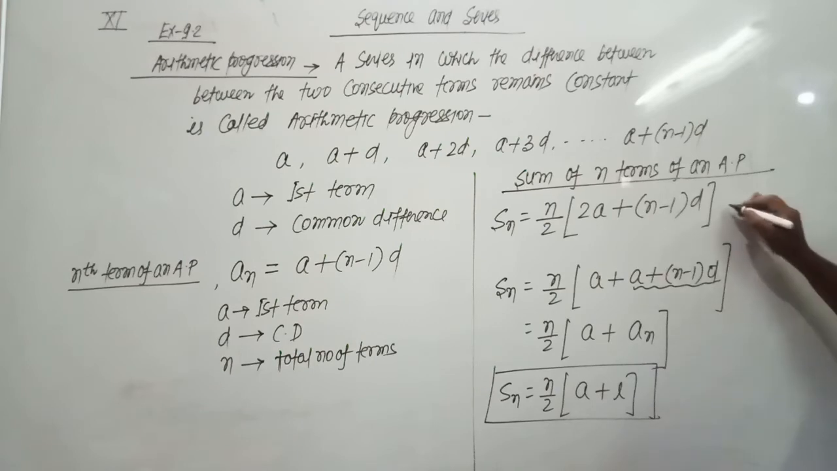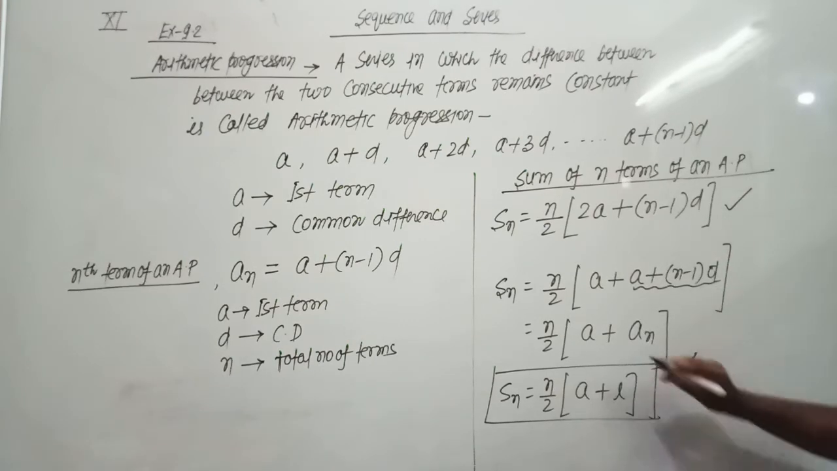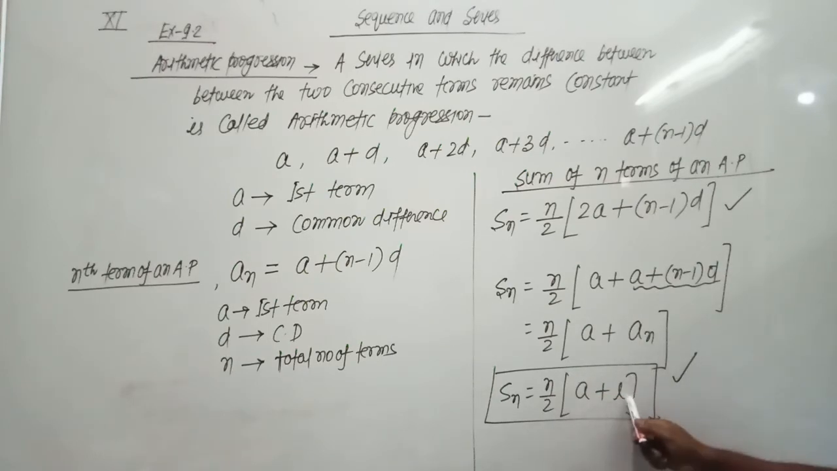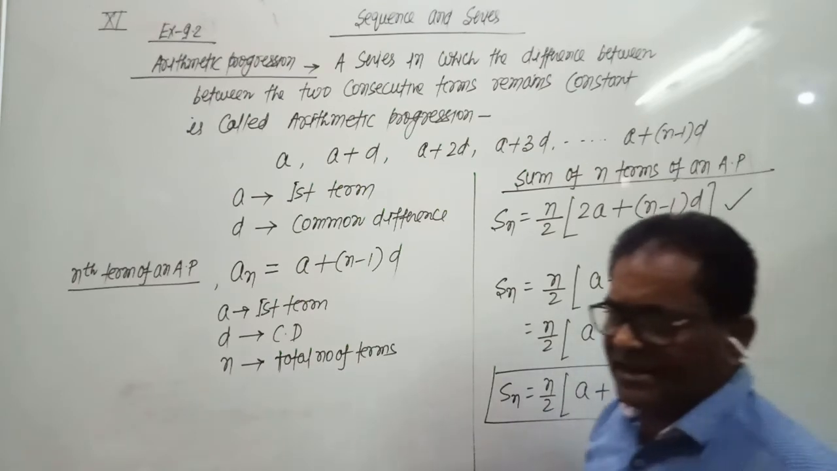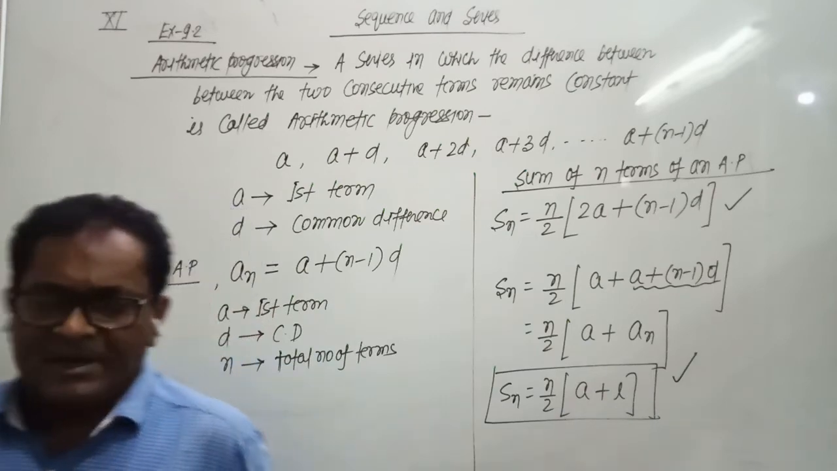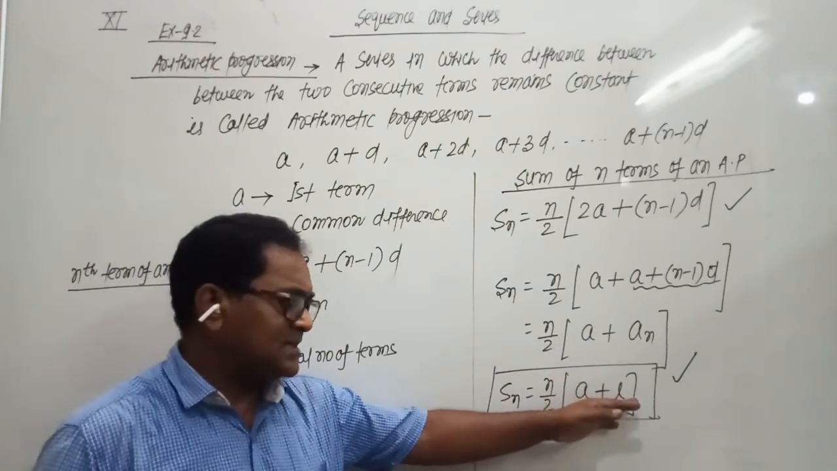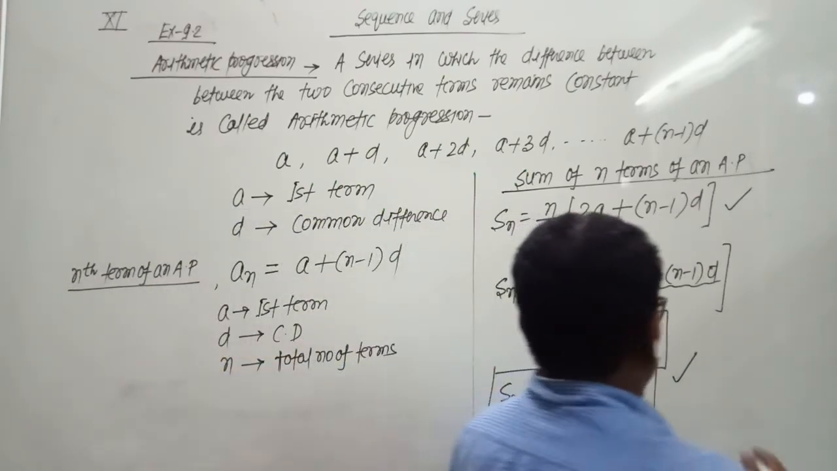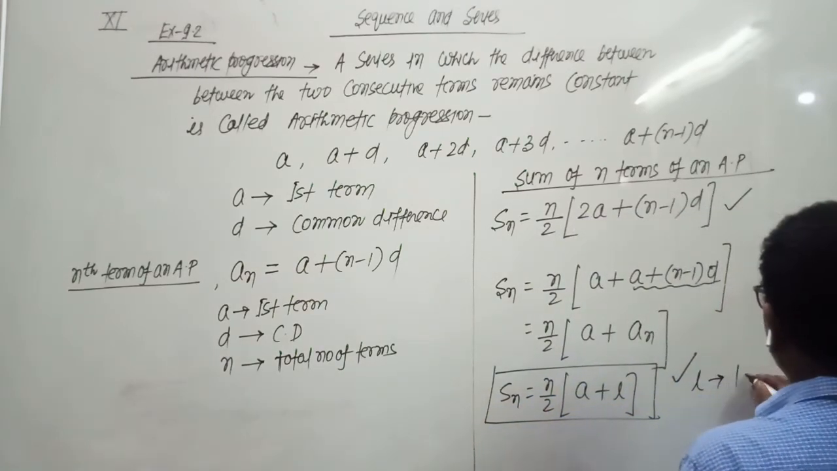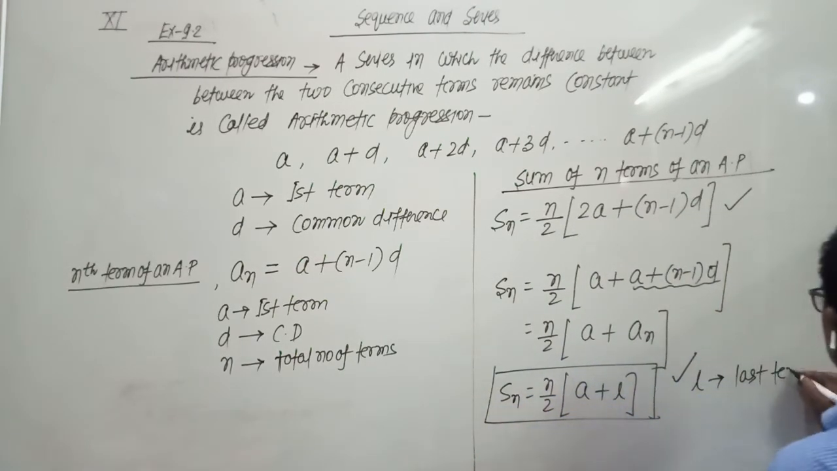So for finding the sum, we use two formulas. Sn equals n by 2, 2A plus n minus 1 D. And another formula which we use, if we are given the last term, the first term and the number of terms, then we use this formula for finding the sum. Sn equals n by 2, A plus An or A plus L, where L is the last term of the AP.